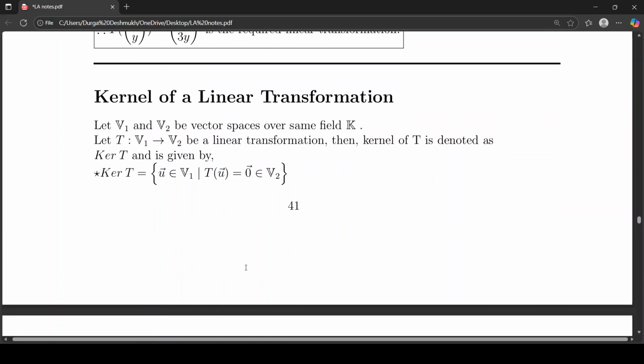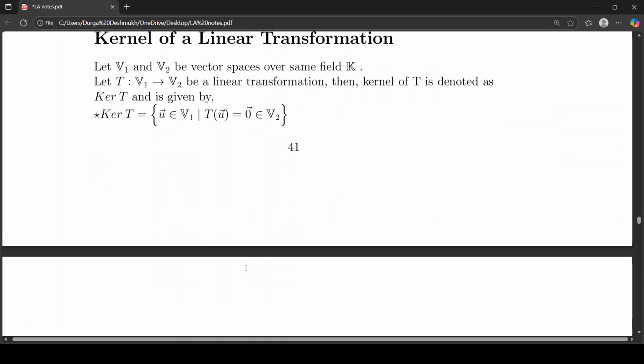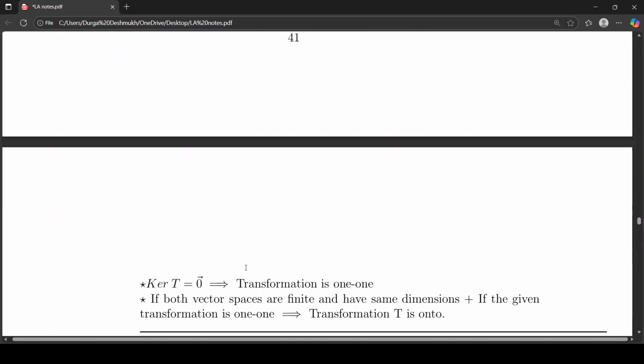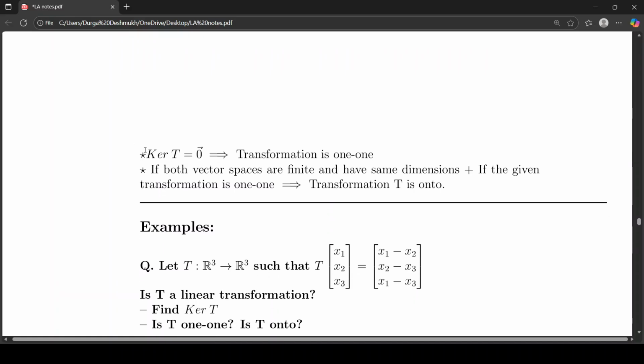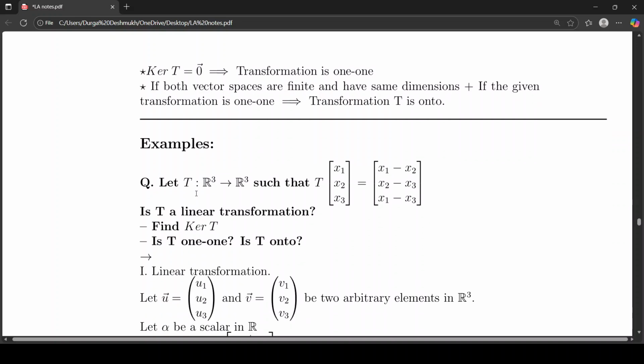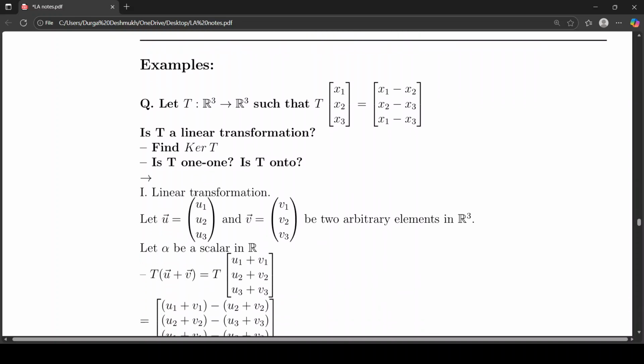Okay, so the examples or the questions related to these are obviously to find the kernel of the transformation, right? But first, these are some important points. If the kernel is a singleton set, that is, if it is the 0 vector itself, then the transformation is 1-1. And if both the vector spaces are finite and have the same dimension, plus if the given transformation is 1-1, then it is also onto. This I will be discussing further in detail. But first, let's look at an example.